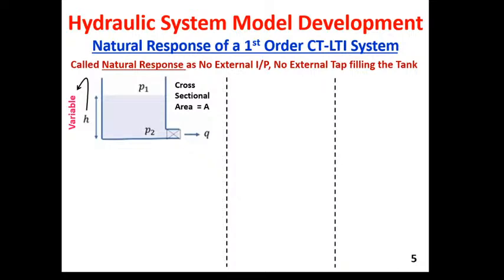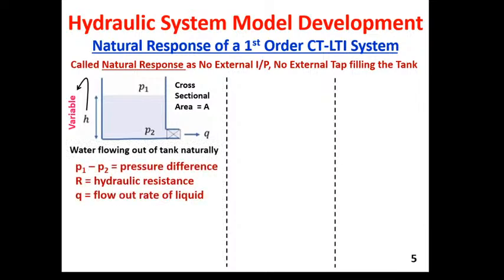P1 is the water pressure at the top. As the height increases, the pressure of the water also keeps on increasing. So P2 is the bottom pressure. P1 minus P2 is the total water pressure created by the height H, and Q is the flow rate. So this is exactly kind of an electrical system if you are trying to find the analogy. P1 minus P2 is the pressure difference of the water, and as H increases, the P1 minus P2 value will increase.